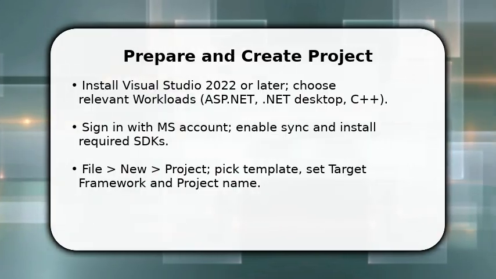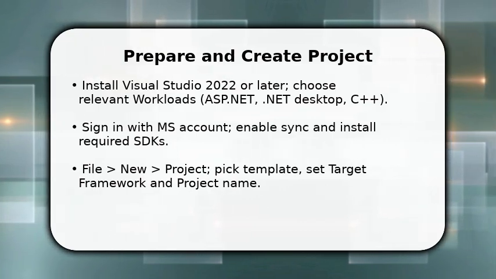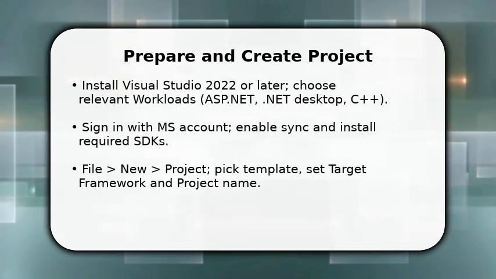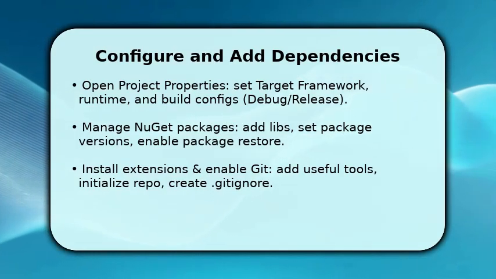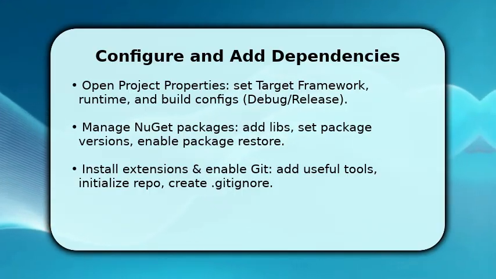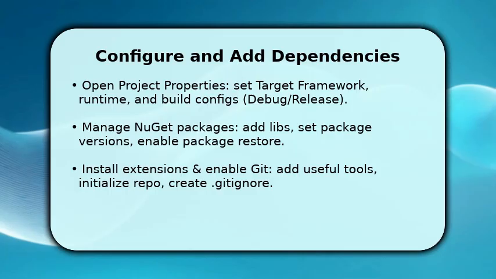You'll now prepare the project internals so it compiles and runs reliably. Open project properties to configure target framework, runtime identifier, and debug versus release settings, then save. Next, use Manage NuGet packages to add libraries, lock versions, and enable automatic package restore.